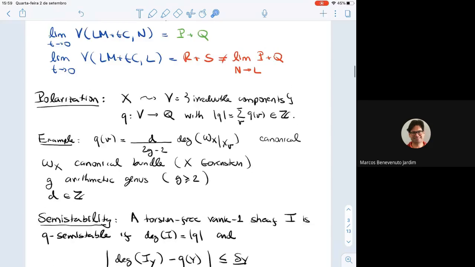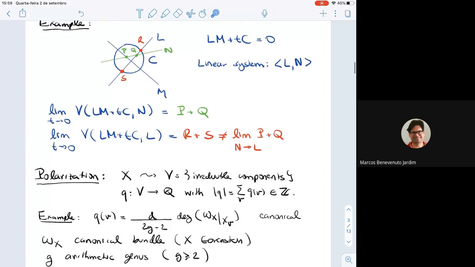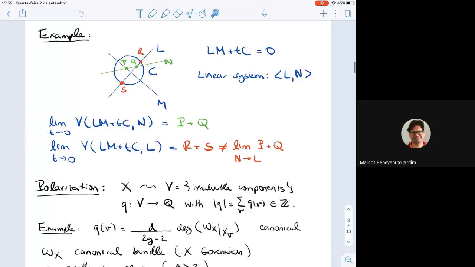So that means that in our example, if I want to study limits of divisors, I can use this moduli of semi-stable sheaves to explain P plus Q, which has degree 1, 1. But it fails to see R plus S. In fact, what it sees is the degeneration of P plus Q, which doesn't explain R plus S.